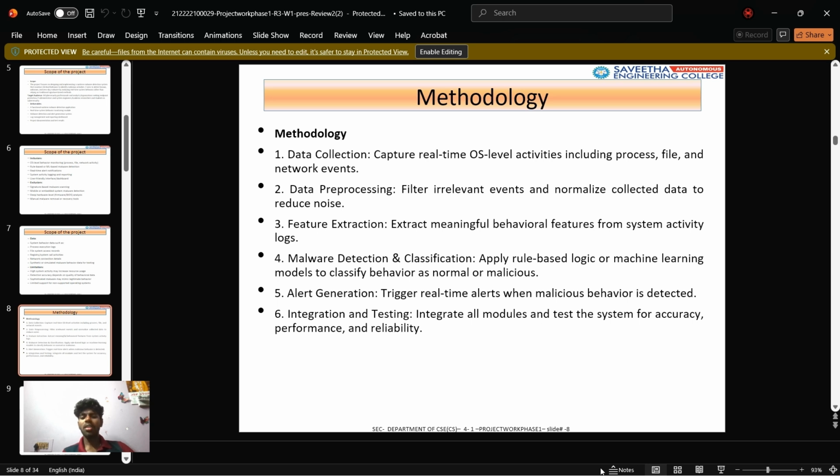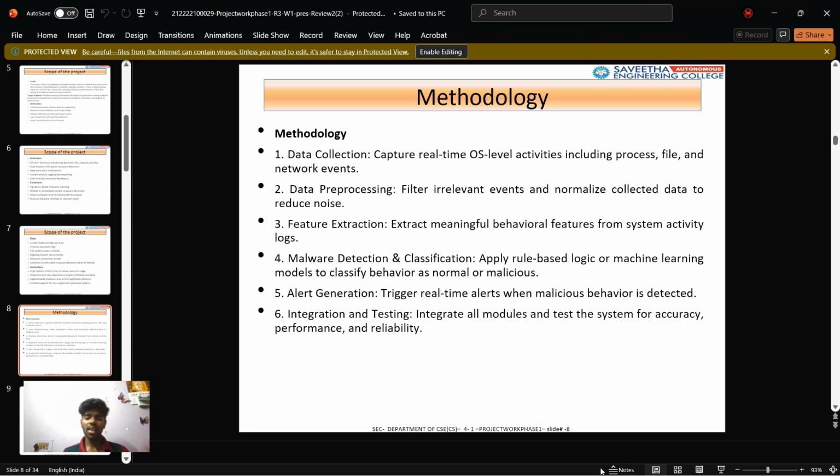So our application will collect the real-time OS level activities, including the processes, files, and network events. Then it processes the data. Once it takes that data from the real-time analysis, it goes to the ML1. The ML1 provides various things like filtering the non-collected data to reduce the noise.